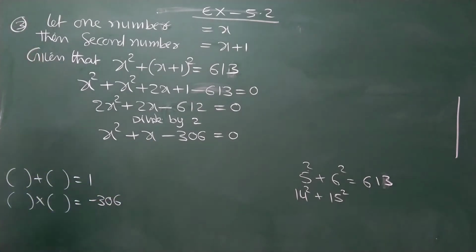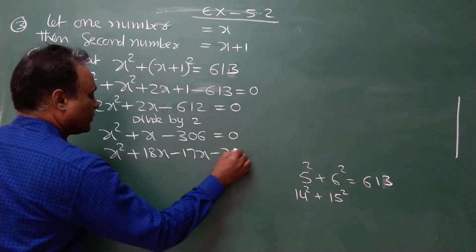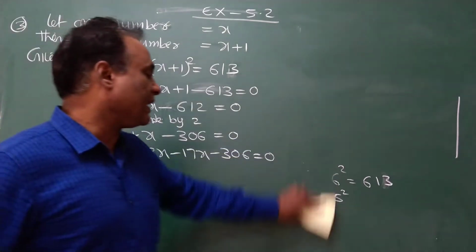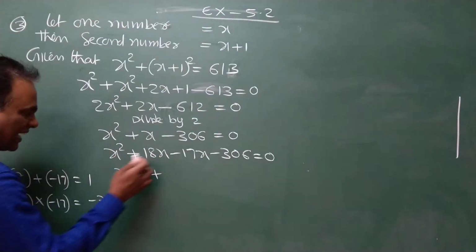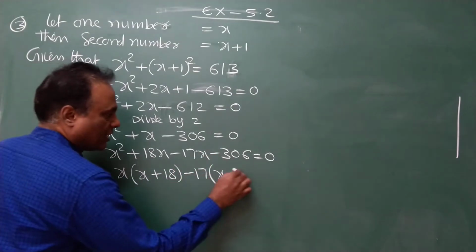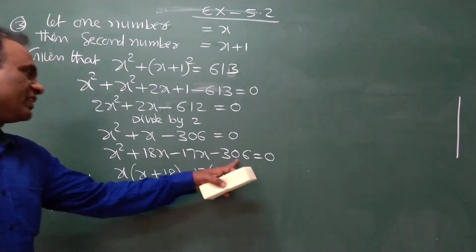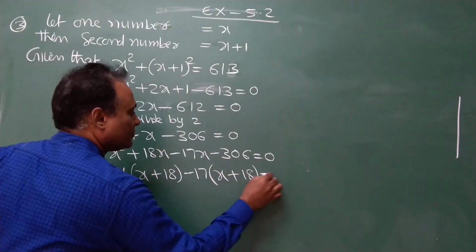Correct. Students, 18 minus 17, 18 minus 17 is 1. 18 into 17 is plus into minus, minus. 18 times 17 is 306. So x square plus 18x minus 17x minus 306 is equal to 0. x common, another x remains, plus 18 remains; 17 common, x remains, minus taken common, plus 18. So 306 is 18 into 17. 17 common means 18 remains.